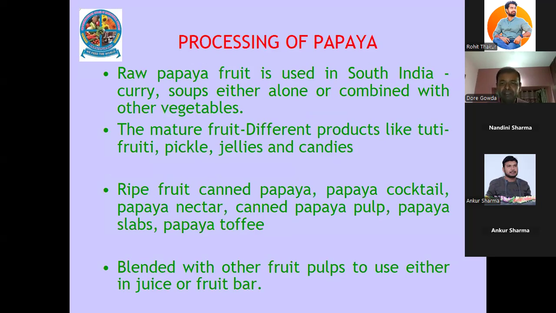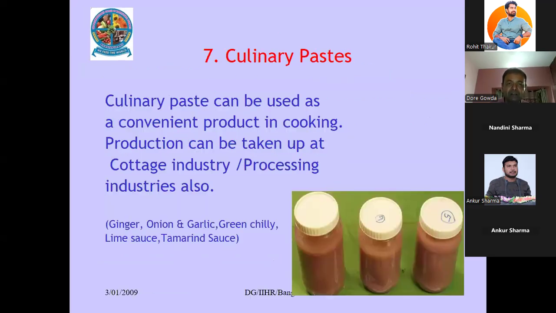Raw papaya can be used in curry, soups, either alone or in combination. Mature fruit gives different products like tutti frutti, pickle, jellies, and candies. Dry fruits, canned papaya, papaya cocktail, papaya nectar, papaya pulp, papaya toffee, blended with other fruit pulps to use either in juice or fruit fur.